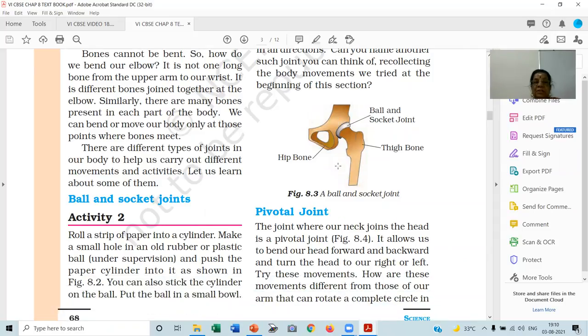Then pivot joint, the joint where your neck joins the head is a pivot joint. Up, down, side, that is pivot. It allows us to bend our head forward, backward, side to side, that is, left or right. Okay? Try these movements. How are these movements different from those of our arm that can rotate a complete circle? So bending down is forward, lifting up is backward, left to right is side to side. I hope you understand.